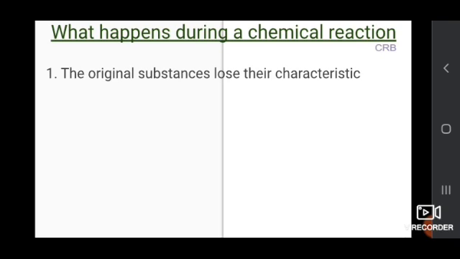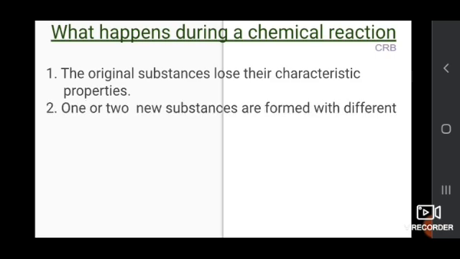So what happens during a chemical reaction? First one, the original substances lose their characteristics. That means magnesium is in solid state, oxygen is in gaseous state. Both react to give rise to an ash-like substance. So we can say that they lost their characteristic properties during a chemical reaction.